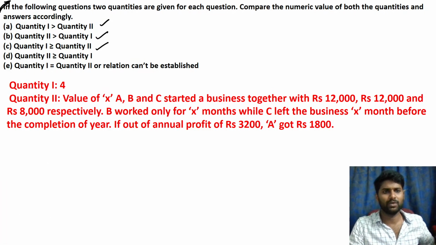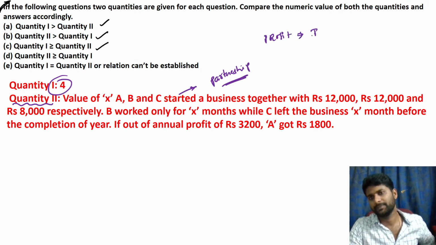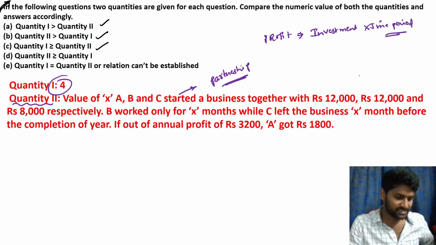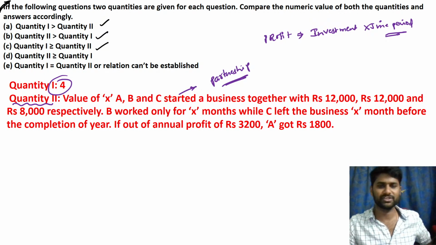Here quantity one is directly given as 4. Quantity 2 you have to identify from the concept of partnership. In partnerships, we are focused on profit. The profit completely depends on the person's investment and time period. So these two parameters are most important. Try to identify that information in your question. Just try it yourself and post your answer in the comment section.